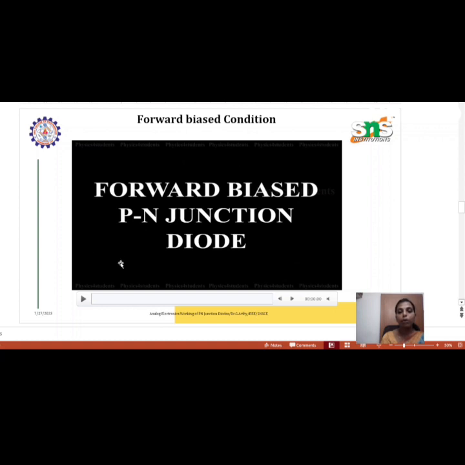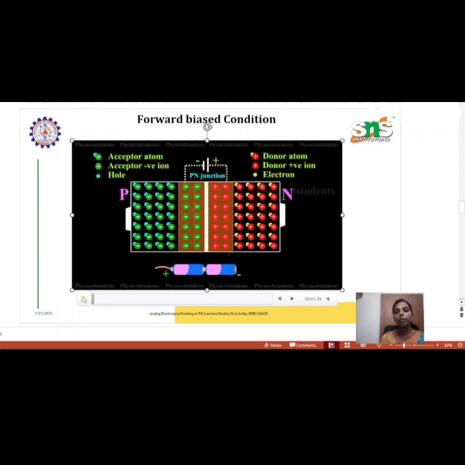Now coming to the forward bias PN junction. Let us see how it works with a small animated video. So this is forward bias. That is, the positive is connected to the P terminal and the negative is connected to the N terminal. When biasing is given, see here, a reverse thing will be created.